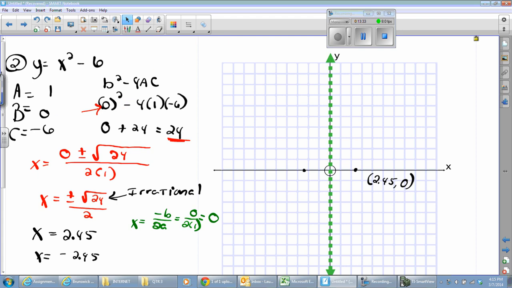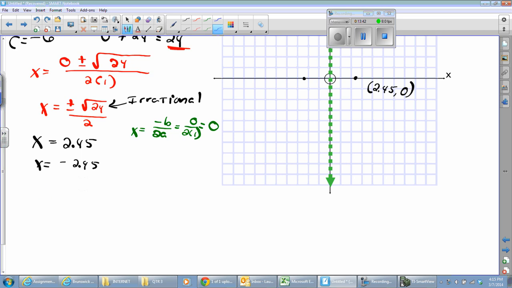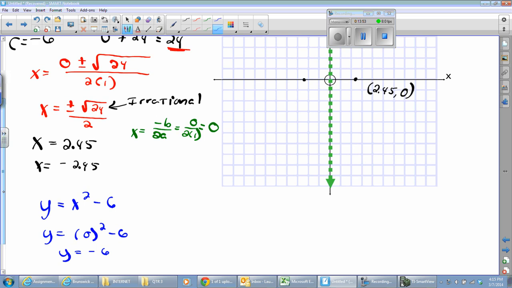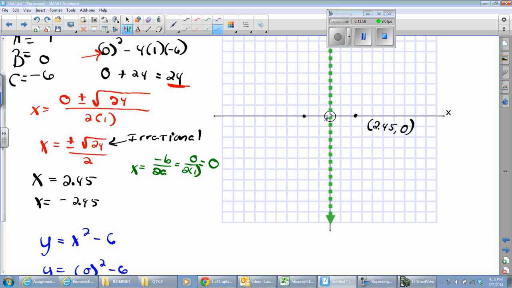Okay, now I'm going to find the vertex. I know the x-coordinate of the vertex is 0, so all I do is plug 0 in for x into the original equation. My original equation was y equals x squared minus 6. So the y-coordinate of the vertex is going to equal negative 6. Some of you are probably thinking, geez, it's always going to be a negative. No, not always. 2, 3, 4, 5, 6. There's my vertex. I will try to draw my parabola as best I can.